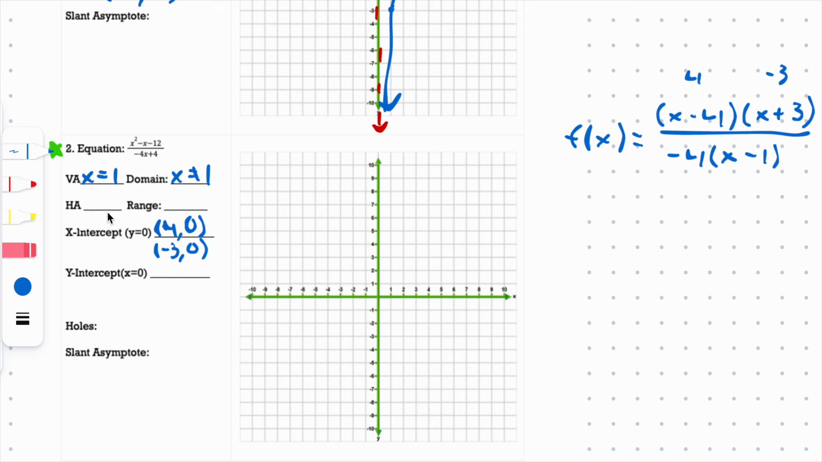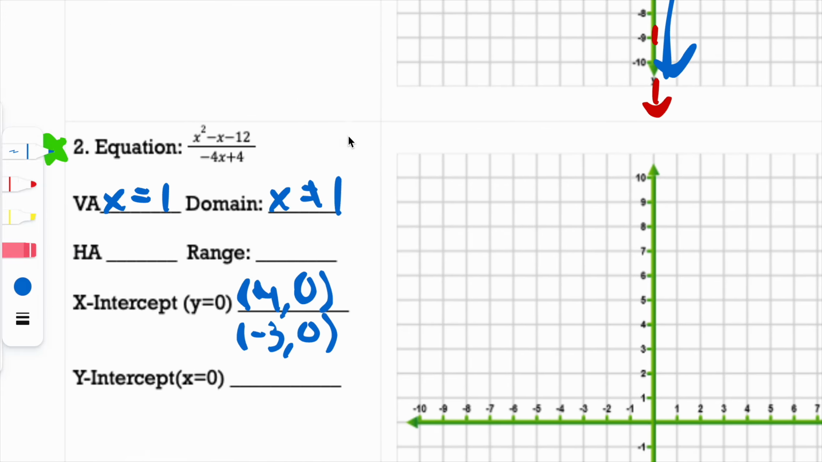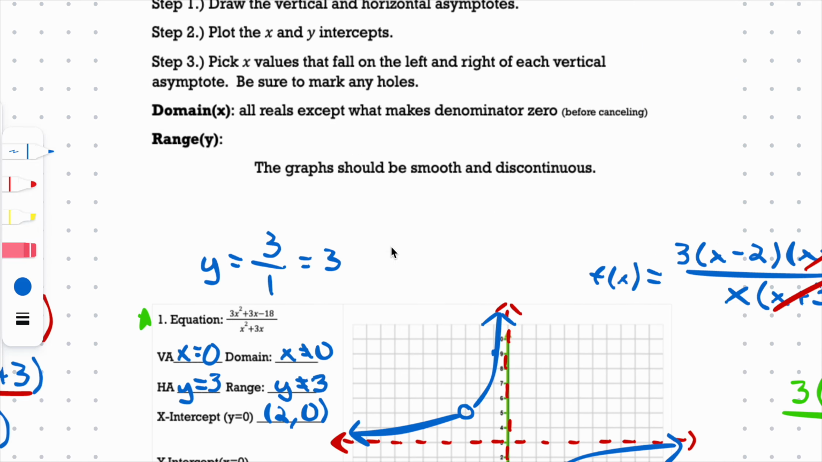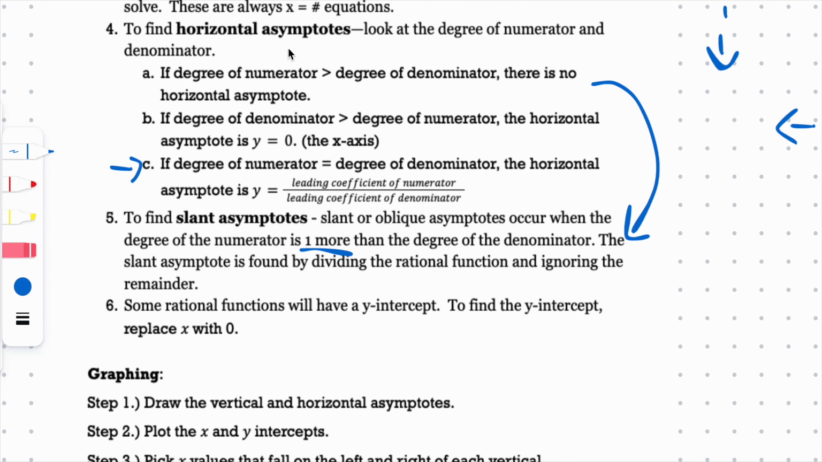Now we want to move on to our horizontal asymptote, and so we want to look at our degrees again. What's the degree of our numerator? That's going to be 2 because of that exponent. And what's the degree of our denominator? That's going to be 1 because it's x to the first. So the degree of our numerator is greater than that of our denominator. Let's look up here. That satisfies case A, and so that means there is no horizontal asymptote.